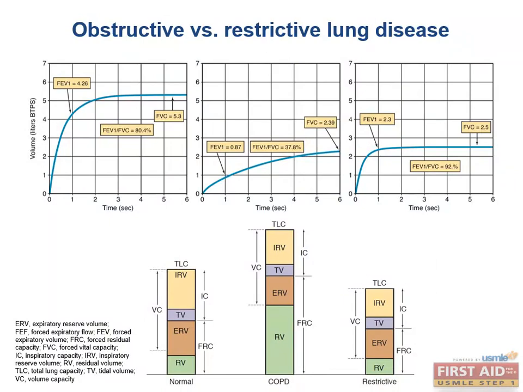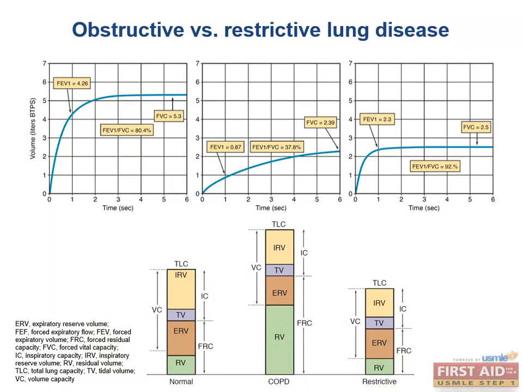So now let's compare obstructive and restrictive lung diseases. This is kind of a quick recap. As you recall, the FEV1, the forced expiratory volume over 1 second, is influenced by lung compliance and elasticity. Forced vital capacity is the absolute volume of air that can be exhaled. In normal lungs, the FEV1 to FVC ratio is approximately 80%.